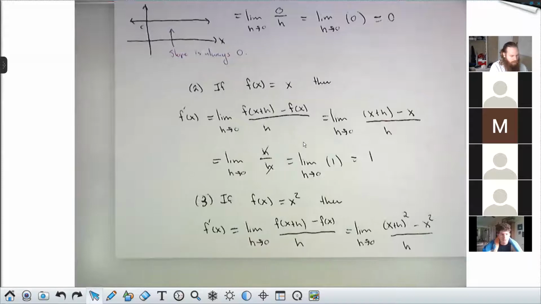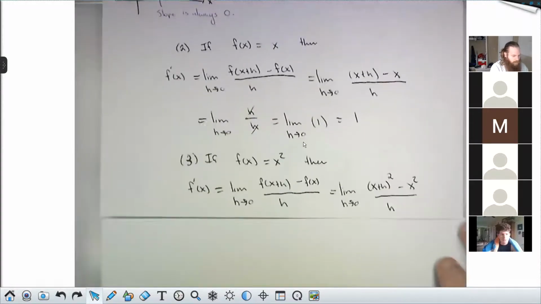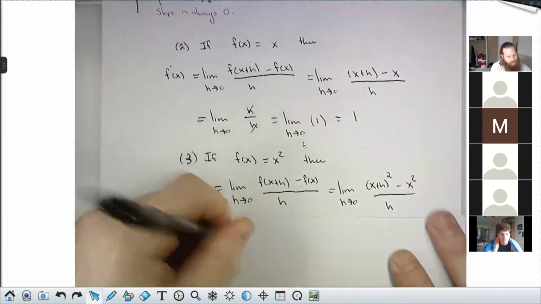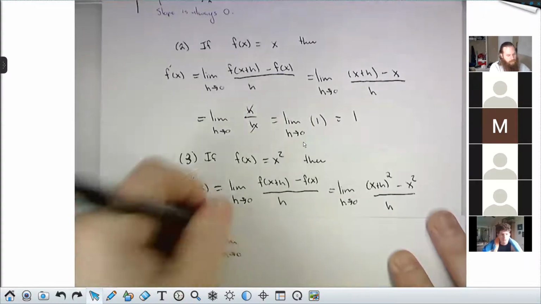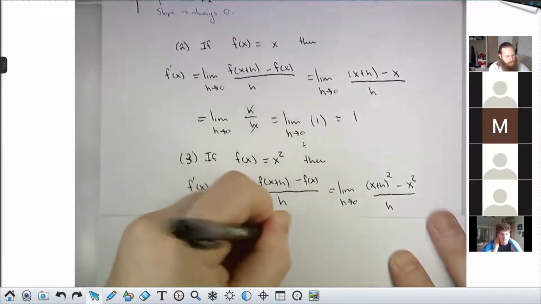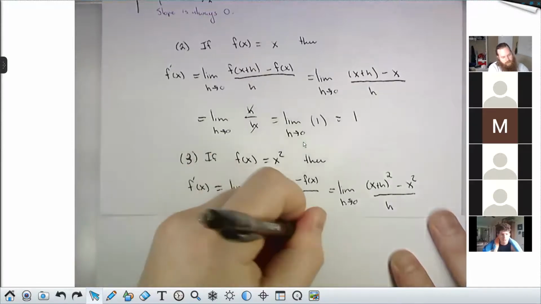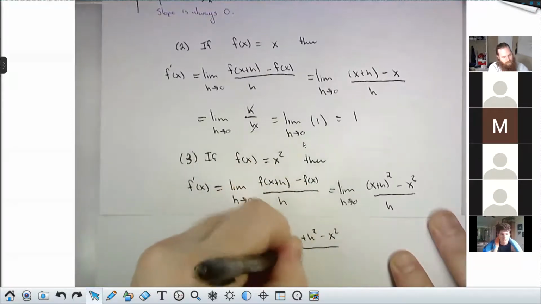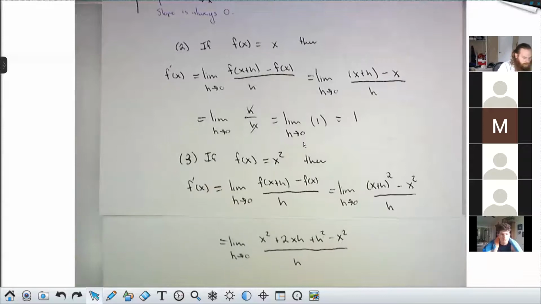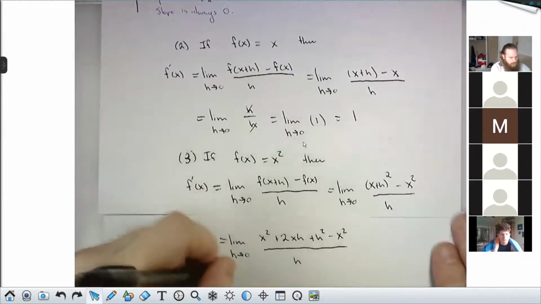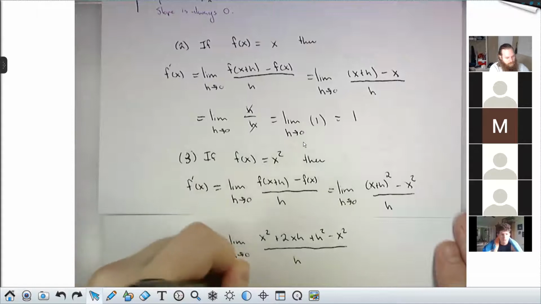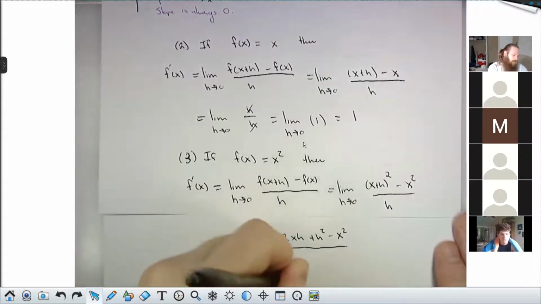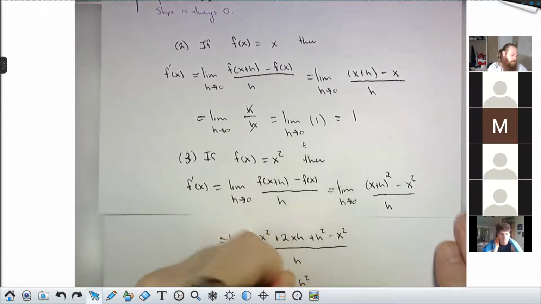We've done many calculations like it, so you know how to do this. We FOIL that out, and you get the limit as h goes to 0 of x squared plus 2xh plus h squared minus x squared, all over h. The x squareds eat each other up, and you end up with the limit as h goes to 0 of 2xh plus h squared over h.